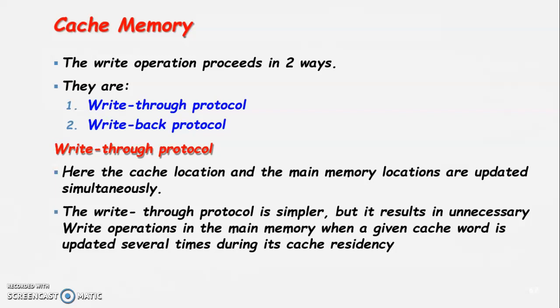Let us see how the write-through protocol works. Here the cache location and the main memory location are updated simultaneously. Remember that the cache holds a copy of the data from main memory. So here, if anything is updated in the cache, at the same time the main memory also gets updated. The write-through protocol is simpler, but it results in unnecessary write operations in the main memory when the given cache word is updated several times during its cache residency.